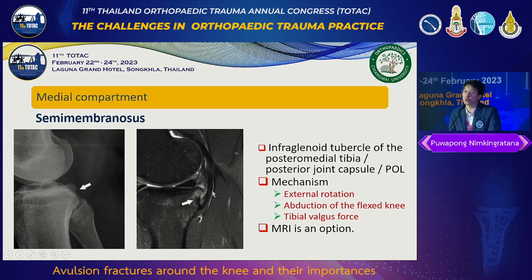Semimembranosus avulsion is going to be another option, but it is quite hard to see. We recommend you use an MRI scan to see it, because this is going to be a little bit lower when we compare to the PCL. This injury involves the tubercle of the posteromedial tibia, as well as the capsule and the POL. The mechanism is external rotation, adduction, and valgus force of the knee.